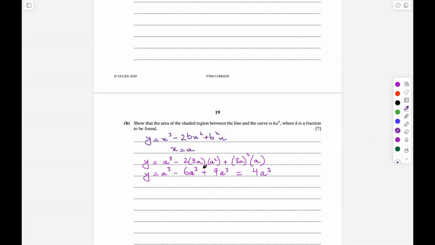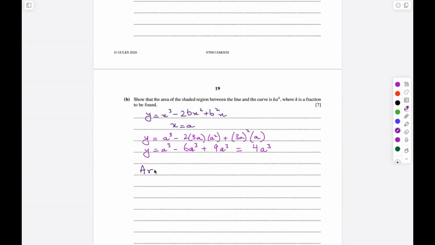Once we have the height of the triangle, which will be 4a cubed, the area of the triangle will be equal to 1 upon 2 into base, which was a, and the height, which is 4a cubed. So this 2 and this 2 will cancel out. So the area of the triangle will become 4a to the power 4.